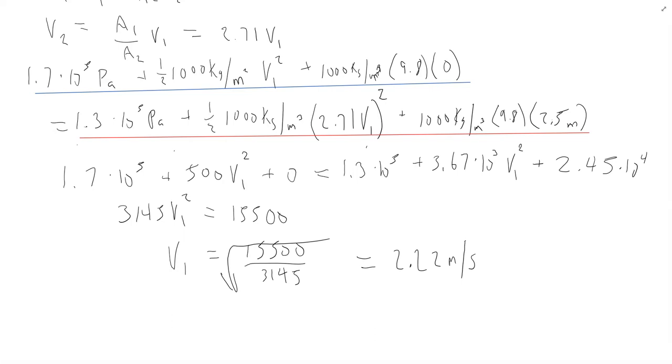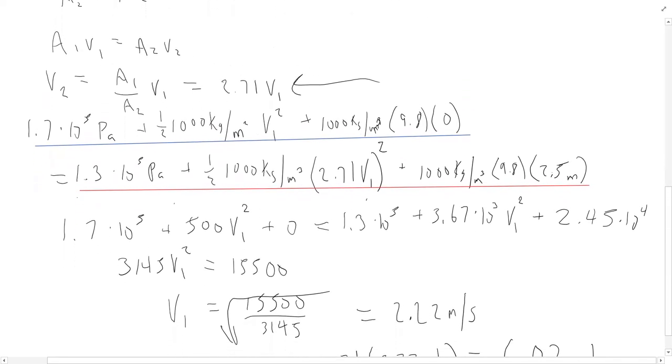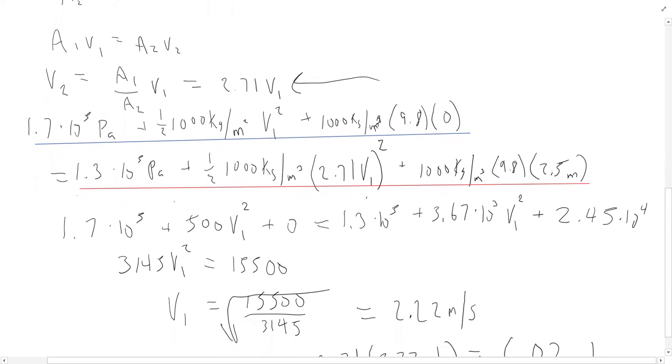To get V2, we simply have to use the equation that we got here. So V2 is 2.71 times V1, and that would be 6.02 meters per second. Then to get the volume flow rate, the continuity equation says that the volume flow rate in one end of the pipe equals the volume flow rate at the other end. So we can use either one of those.